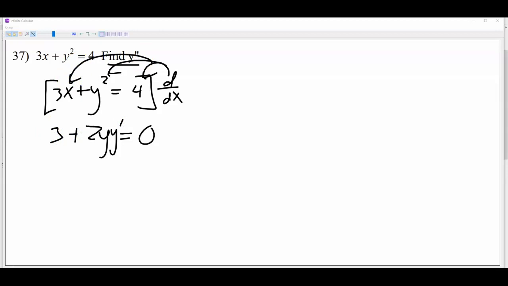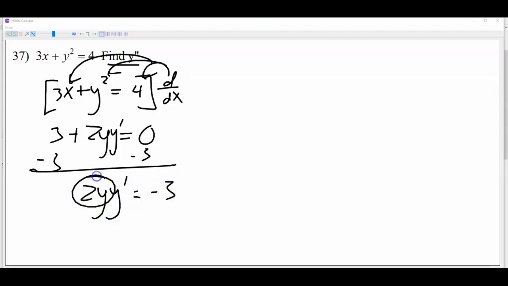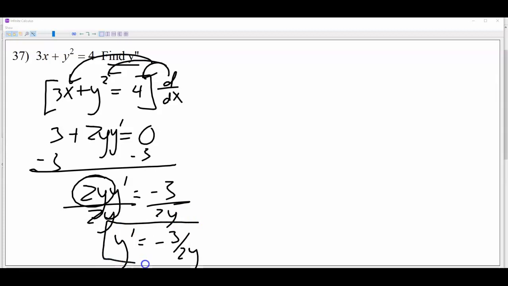Now we want to get that y prime by itself, so the first thing I would do is subtract the 3 on both sides. And then I would divide both sides by the 2y. And that gives me y prime equals -3 over 2y. Now that's my first derivative. Okay. Now I want to find my second derivative, but you're going to want to remember this. That's going to come in handy in a second.